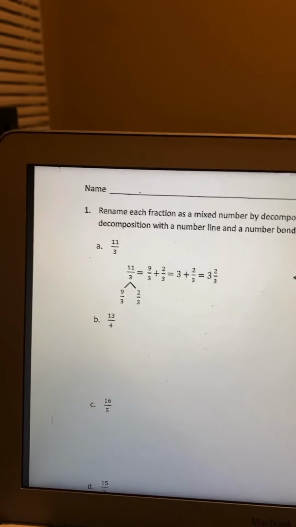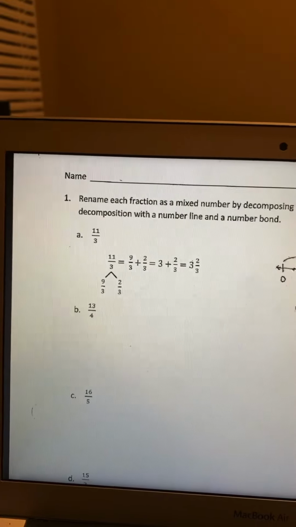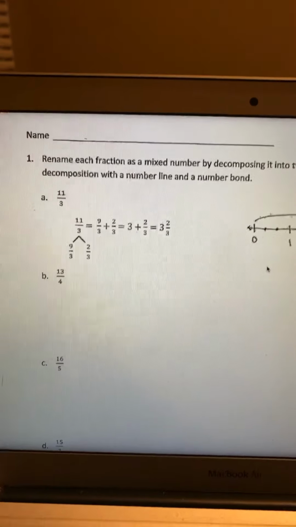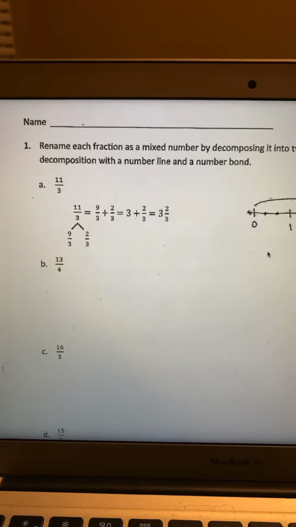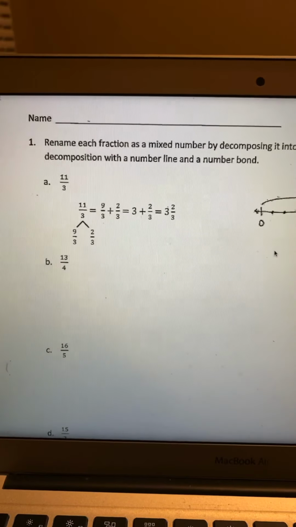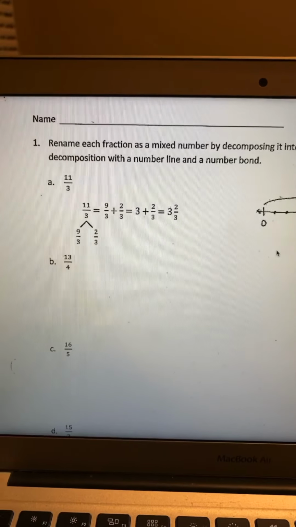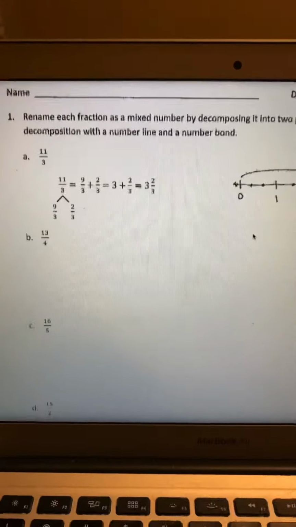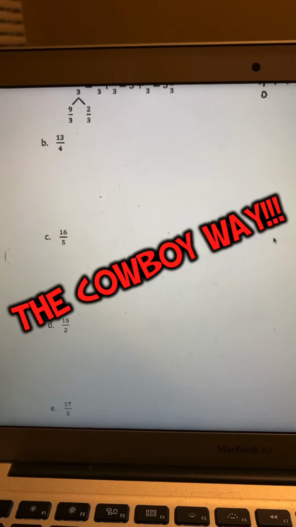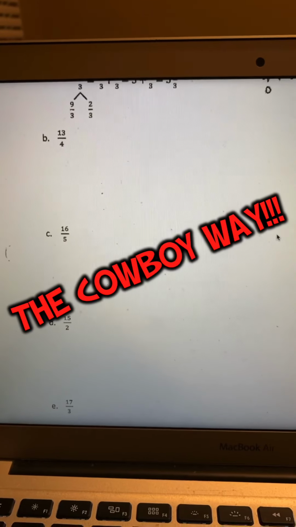Now, we're going to do problems B and C together, and you're going to watch me do that on the personal whiteboard. And you can write these answers in on your paper. And then after we get to D, all the way down here to D, I'll scroll up for D and E, I'm going to show you something I call the cowboy way. So you all will hopefully like the cowboy way.